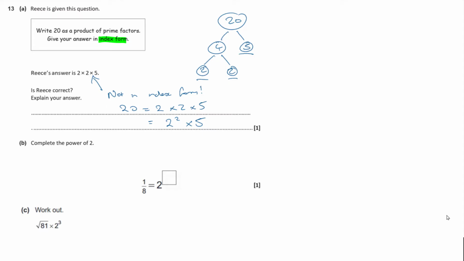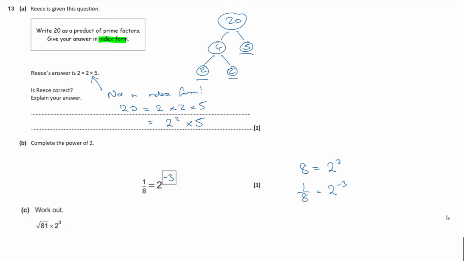Pretty good answer. Right, part B says complete the power of 2. 1/8 is 2 to the what? Well, if you think about it, 8 is 2 cubed, isn't it? So 1/8 is going to be the reciprocal of 8. So that's going to be 2 to the minus 3. It's going to have a negative index. So a negative index means 1 over that thing with a positive index. Okay, so I'm going to say that it's 2 to the minus 3 there.